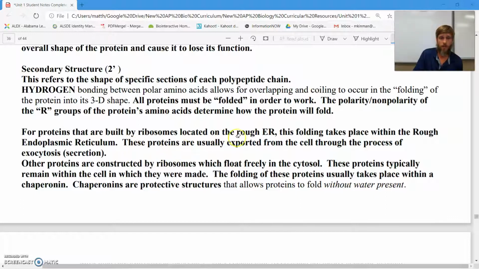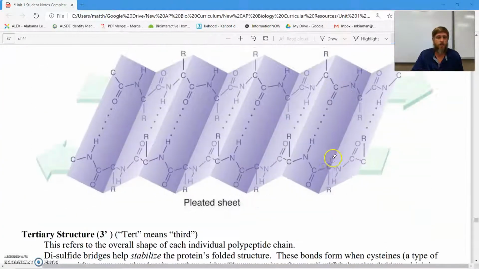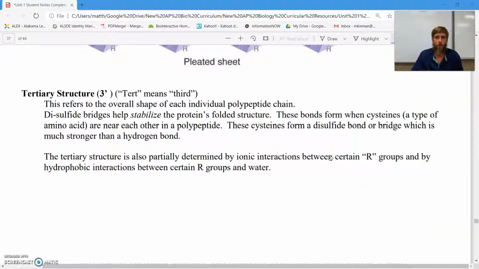Then these proteins are usually exported from the cell through the process of exocytosis or secretion. Other proteins are constructed by ribosomes which float freely inside of the cell. These proteins typically remain in the cell where they are made. The folding of these proteins usually takes place within a chaperonin. Chaperonins are a protective structure, which, by the way, ends with an IN, so it's probably made out of proteins. They're protective structures that allow proteins to fold without water present. So it gives the proteins a nice, safe place to fold. And we'll have to look more at chaperonins later.